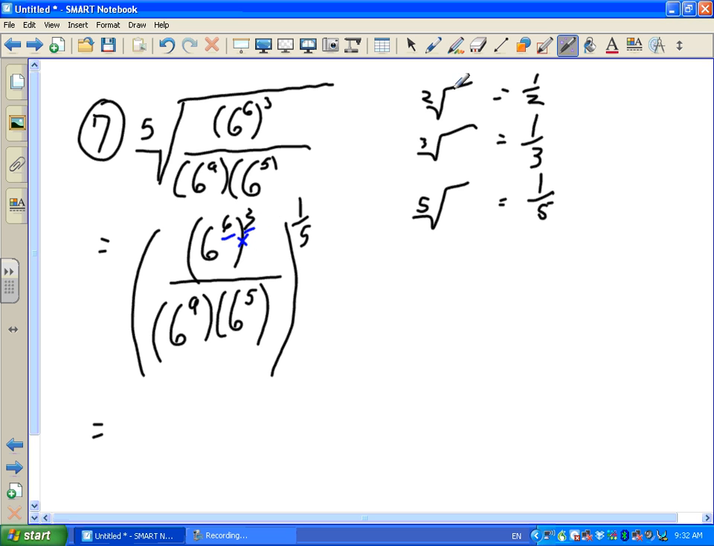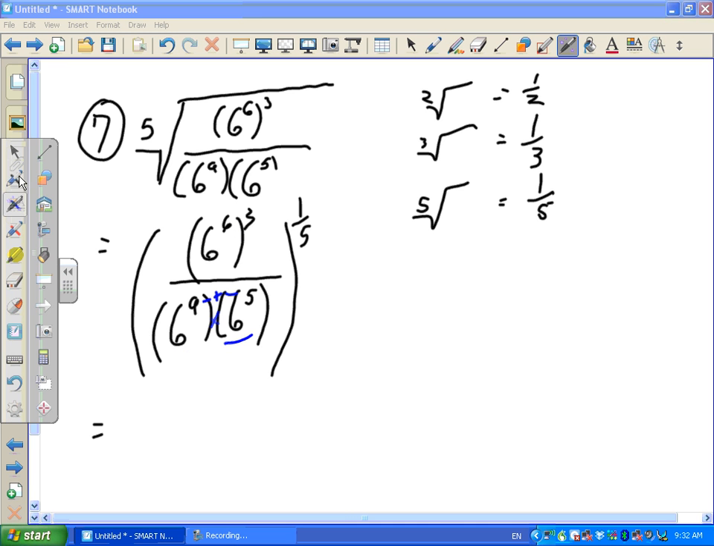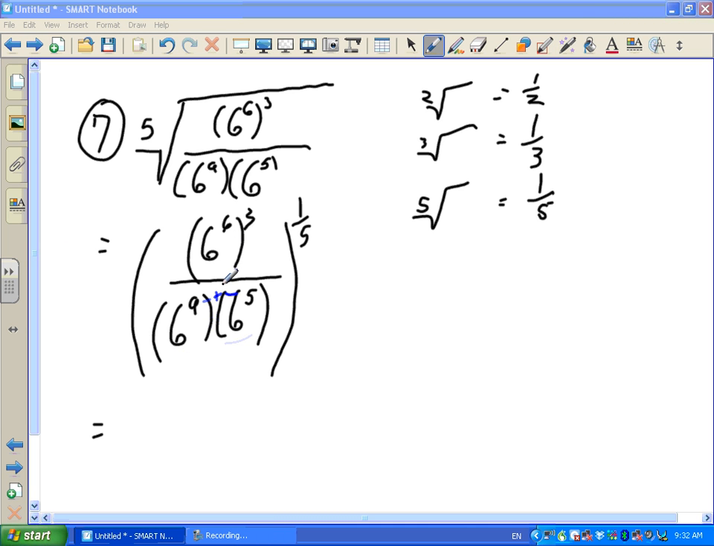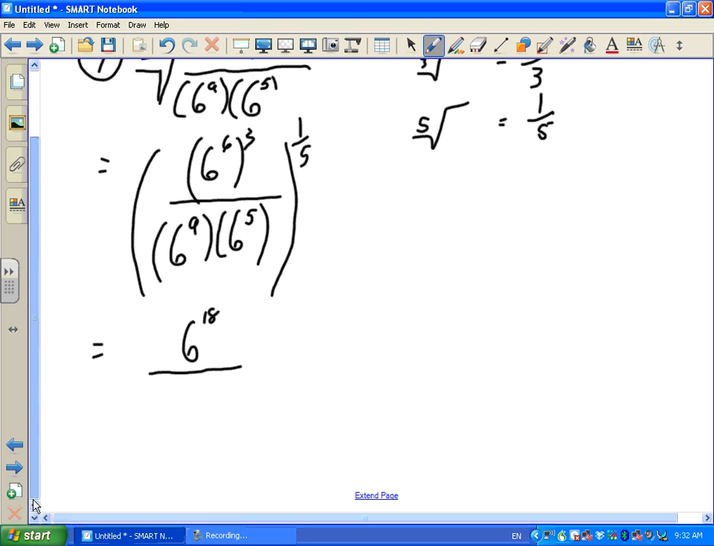That means we're multiplying those two. And on the bottom, I have 6 to the power of 9 times 6 to the power of 5. So I'm going to add those exponents. So 6 times 3 gives me 6 to the power of 18 over 9 plus 5, 6 to the power of 14, still to the power of 1/5.